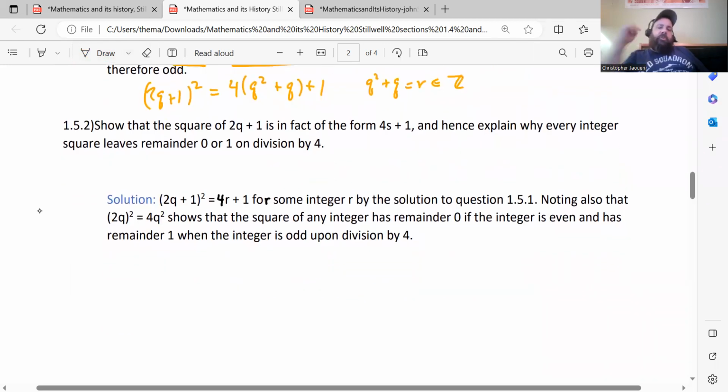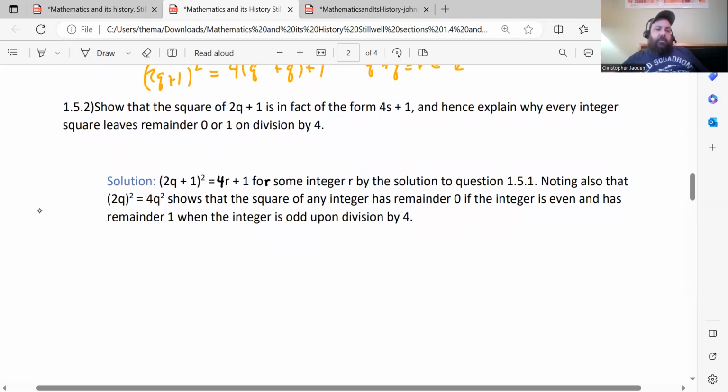So (2q+1) squared gives you something of the form 4r+1 for some integer r, by the solution of the previous question. Noting also that (2q) squared equals 4q squared shows that the square of any integer has remainder 0 if the integer is even, when you divide by 4, and has remainder 1 when the integer is odd, upon division by 4. Right, so that's the solution.